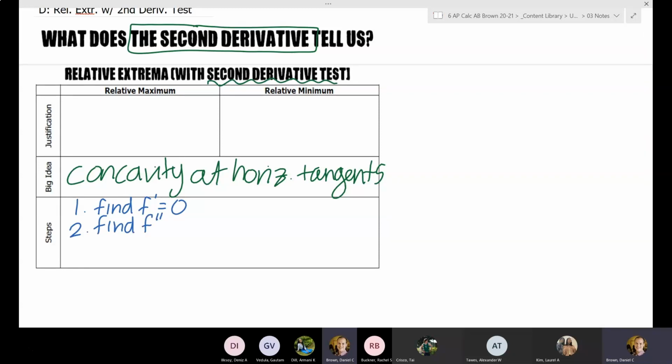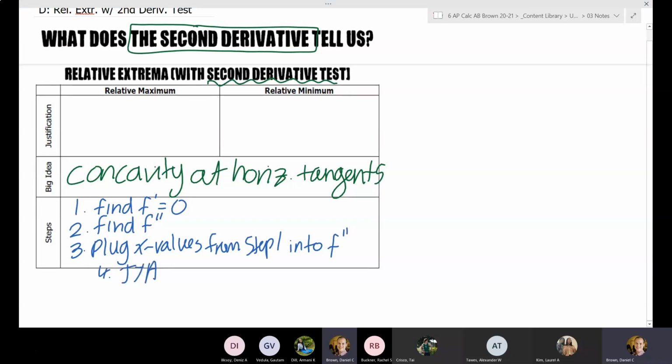And then third step, no sign chart, but you're going to plug the x values from step 1 into your second derivative. And then, of course, justify your answer, which I'll add as a step just to remind ourselves to always do it. JYA, justify your answer. And how do we justify our answer when we're using the second derivative test? You have to state two things always. If you only state one of them, then you haven't fully justified it.